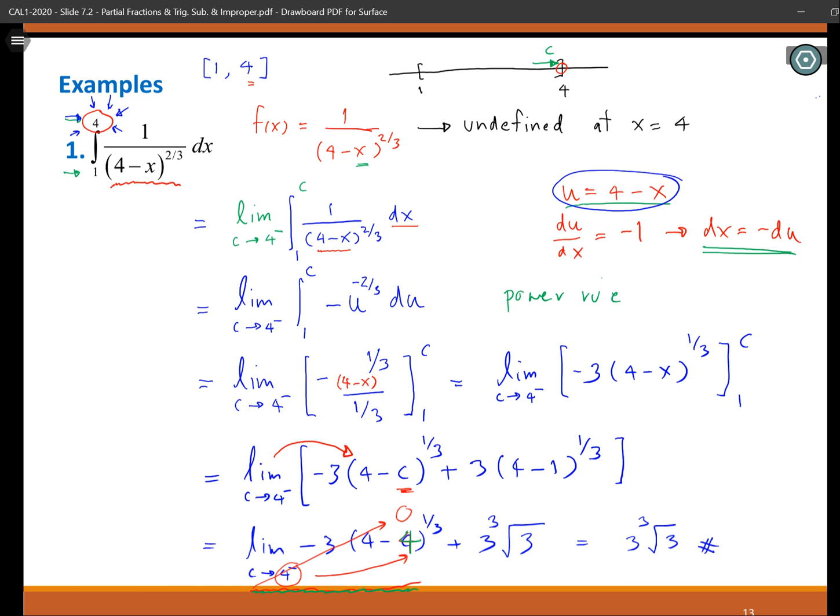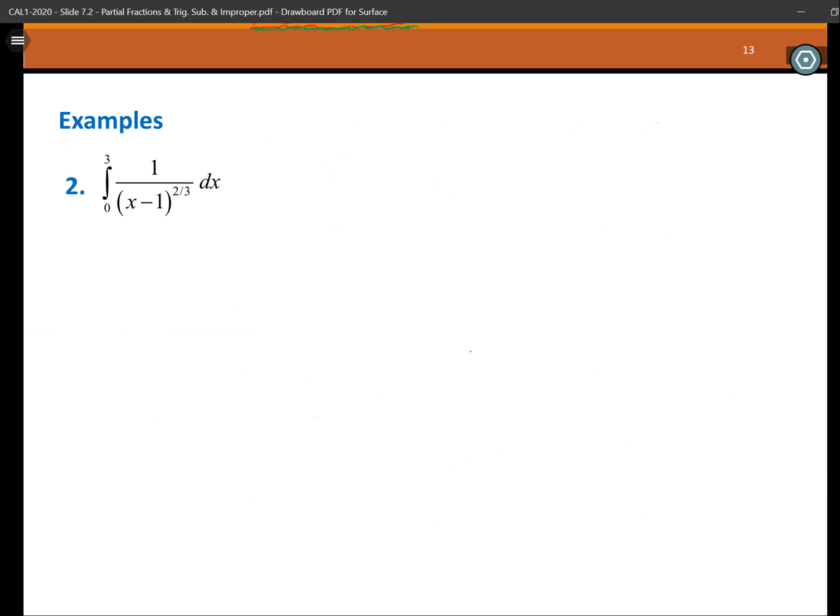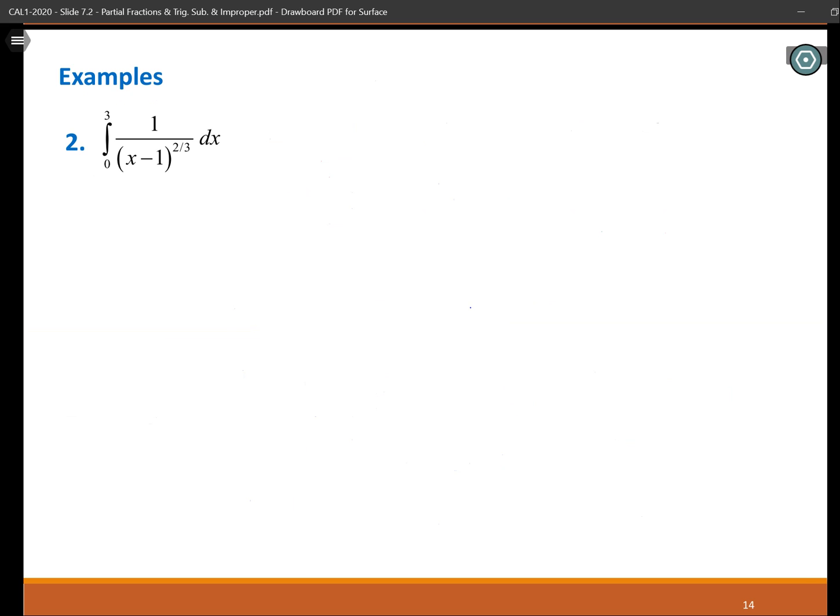Now let's move to the second example. Example 2. Okay, the first thing I'm going to check is the boundaries, and I can see that the lower bound is 0 and the upper bound is 3, definitely not type 1 improper. Now the next thing I'm going to check is the function itself, whether it goes undefined anywhere, so that I can see whether this is type 2 or not. Once again, the range that we are looking at here is 0 to 3.